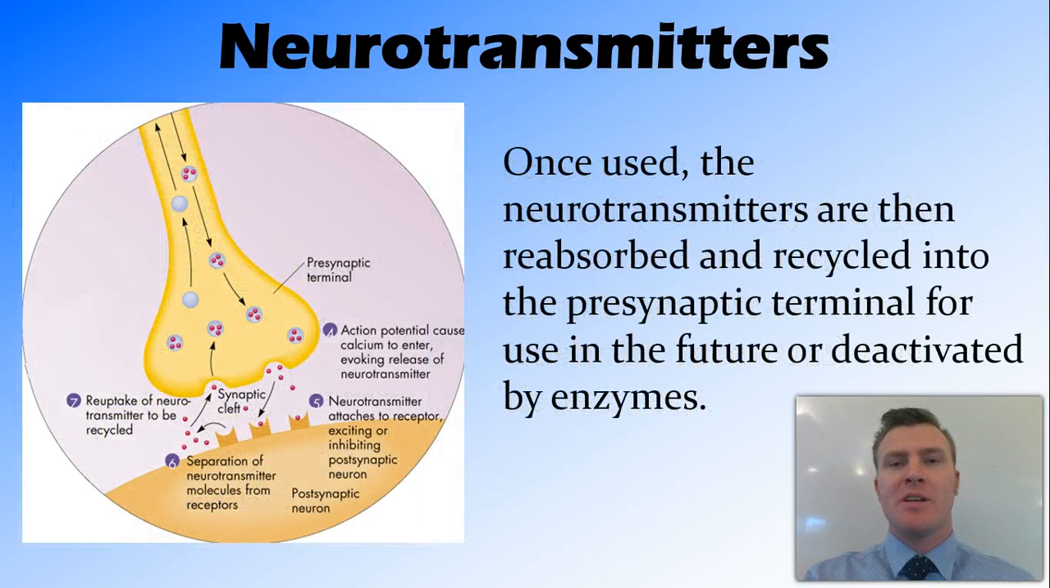Once the neurotransmitters have bonded with the receptors and elicited the response, they then release. There are two ways that these neurotransmitters are then destroyed. One way is that they are recycled back into the presynaptic terminal to be used again. Another way is that enzymes come along and destroy these neurotransmitters. If the neurotransmitters hang around for too long, they will stimulate too much of a response, and this can be bad.